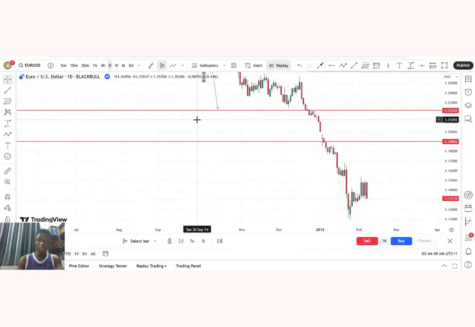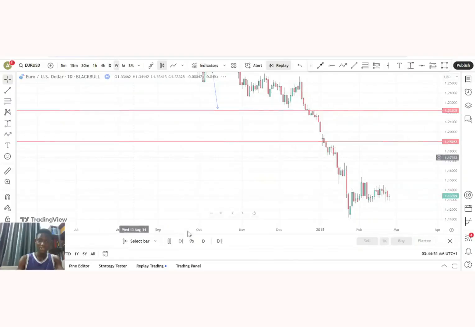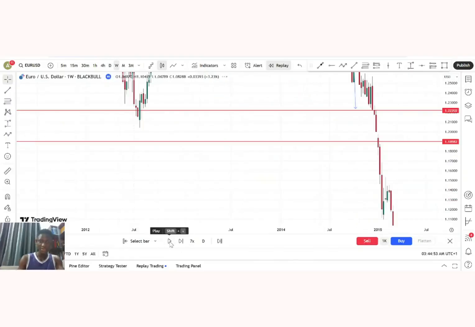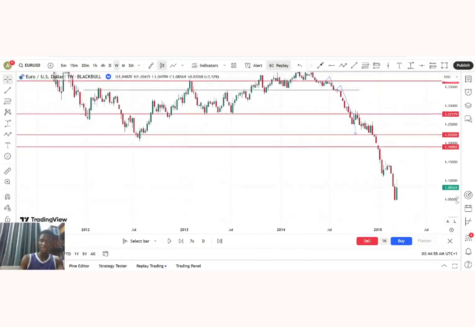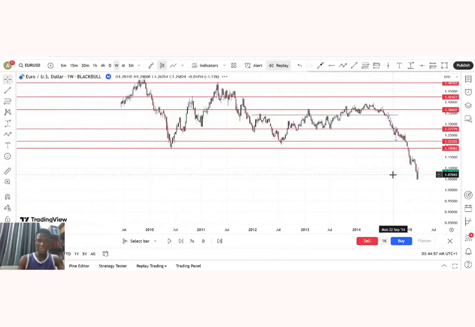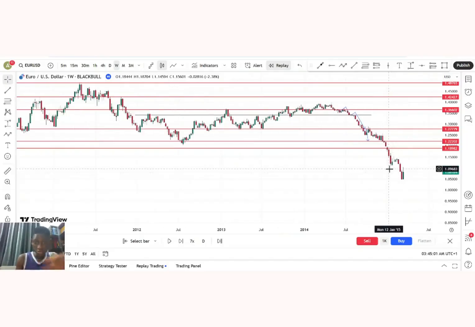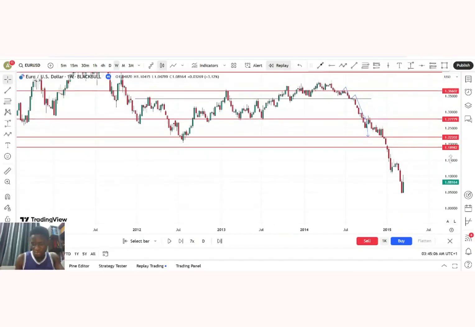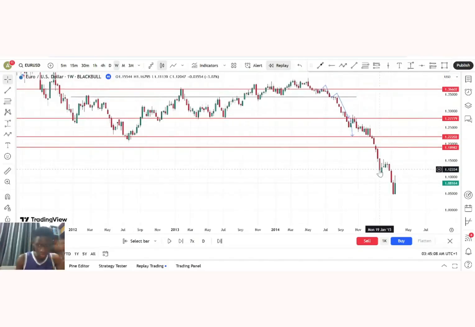So see, the market just continues sinking down, but I tell you the truth, this will not always be the case. You see, maybe if you have held this position down, you'd have been in profit. But I tell you, this will not always be the case, because you want to trade what you see, not what you imagine.